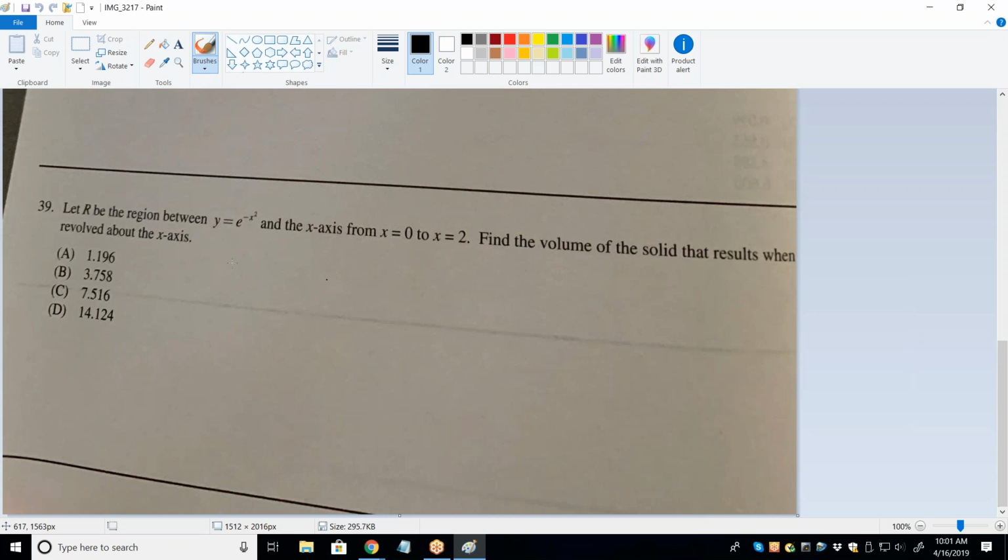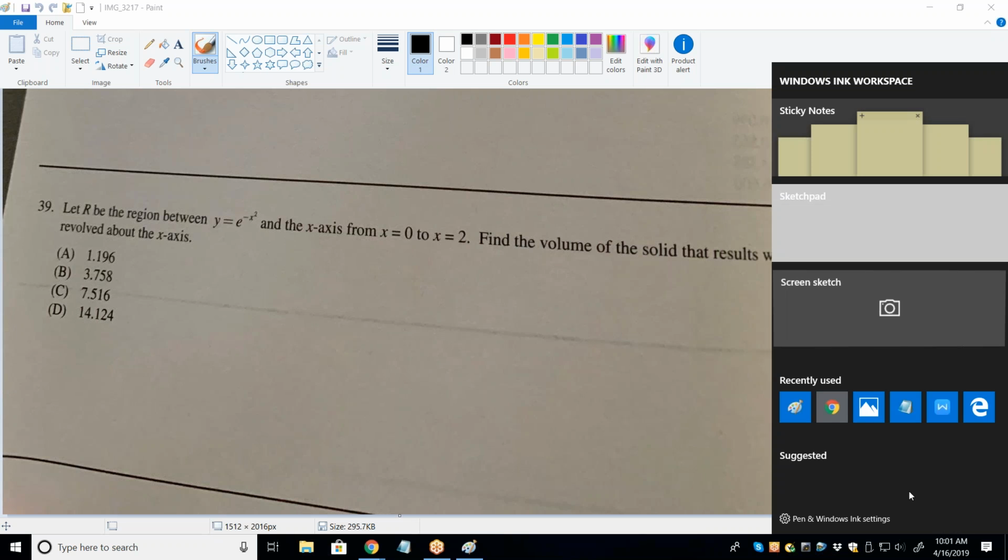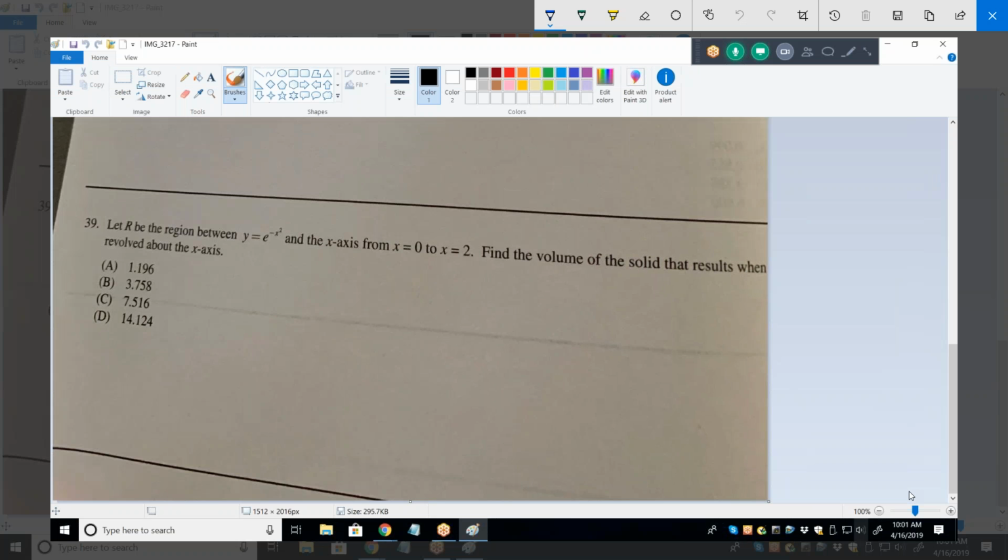Okay. So R is the region between y equals e to the negative x squared and the x-axis from 0 to 2. Find the volume of the solid when revolved around the x-axis. So we're integrating from 0 to 2. Okay, it's pi times the integral from 0 to 2 of e to the negative x squared dx.